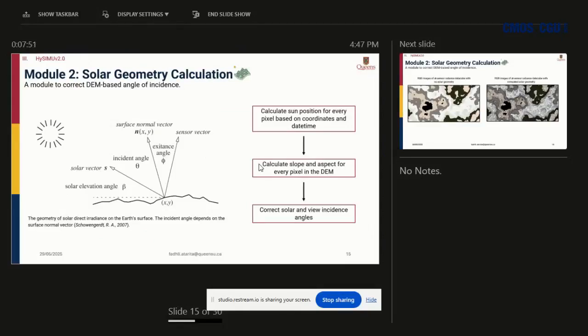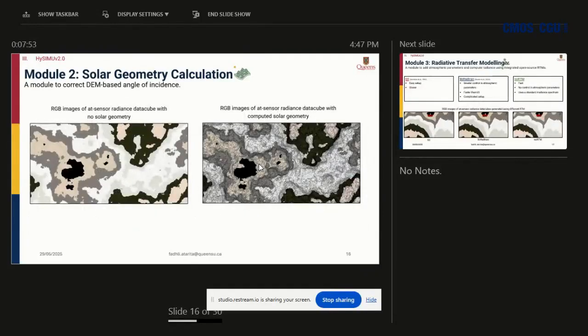And here we can see the difference. On the left is an image generated without correcting the solar incidence angle, and on the right is an image generated by correcting the solar angle. So basically, we can see the effect of shades on the image, and it will generate a more realistic synthetic image compared to if you don't correct the solar angle.